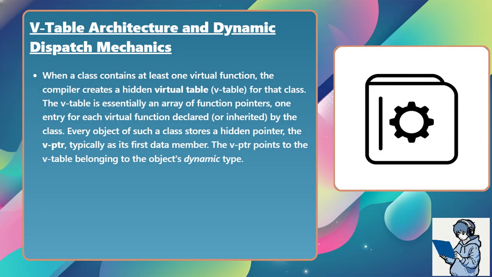When a class contains at least one virtual function, the compiler creates a hidden virtual table, also called a vtable, for that class. The vtable is essentially an array of function pointers, one entry for each virtual function declared or inherited by the class. Every object of such a class stores a hidden pointer, the v-pointer, typically as its first data member. The v-pointer points to the vtable belonging to the object's dynamic type.